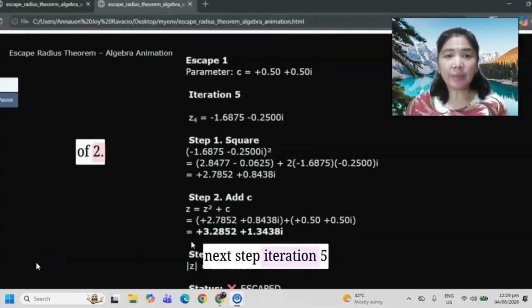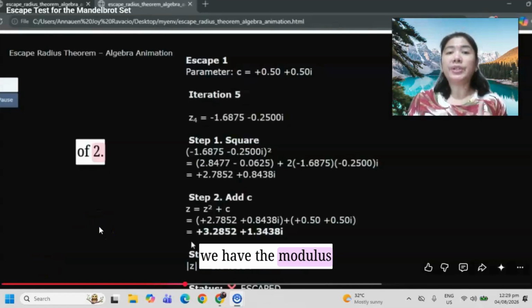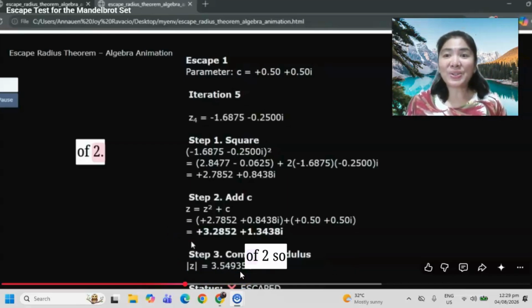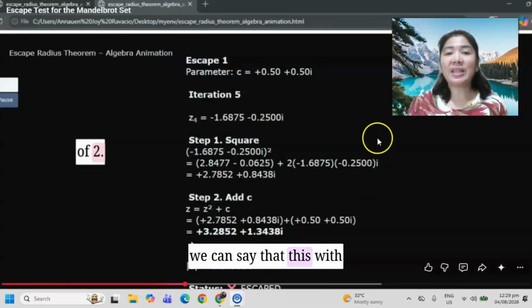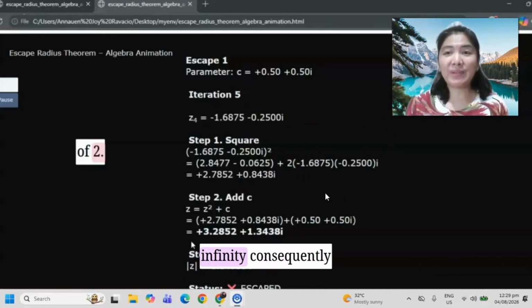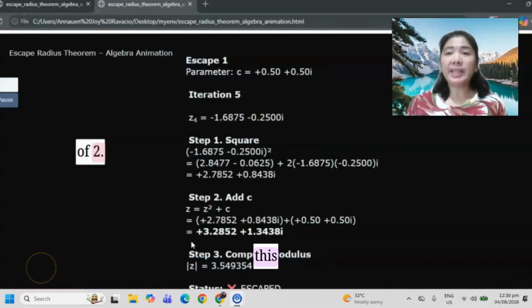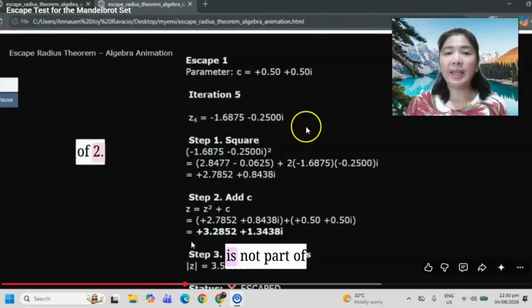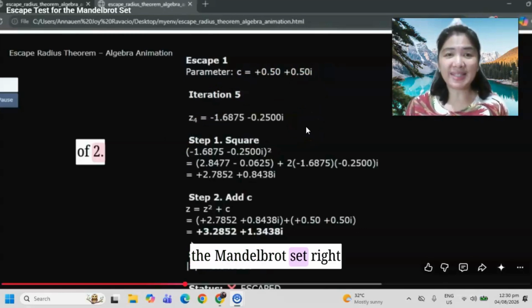However, at the next step, iteration 5, we have the modulus of z sub 5 equal to 3.549354, which crosses our threshold of 2. So we can say that with this parameter, the orbit escapes to infinity. Consequently, this parameter, equal to positive 0.50, positive 0.50i, is not part of the Mandelbrot set.